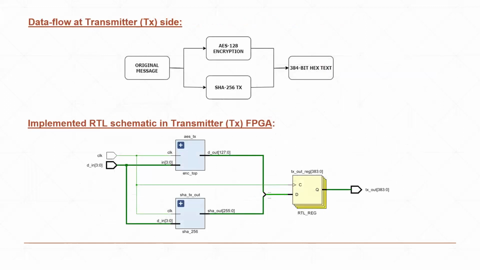The figure at the top of this slide shows the part of the countermeasure implemented at the TX PC. The bottom figure shows the RTL schematic of the logic that needs to be implemented on the TX FPGA. This logic takes 4 control bits as input and produces a 384-bit hex text as mentioned before.